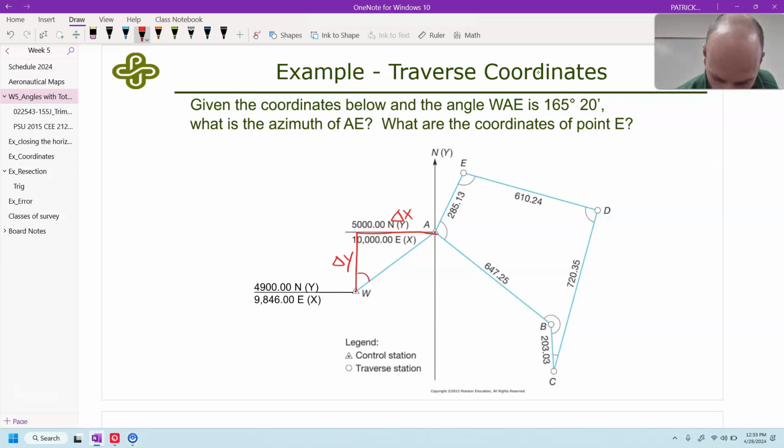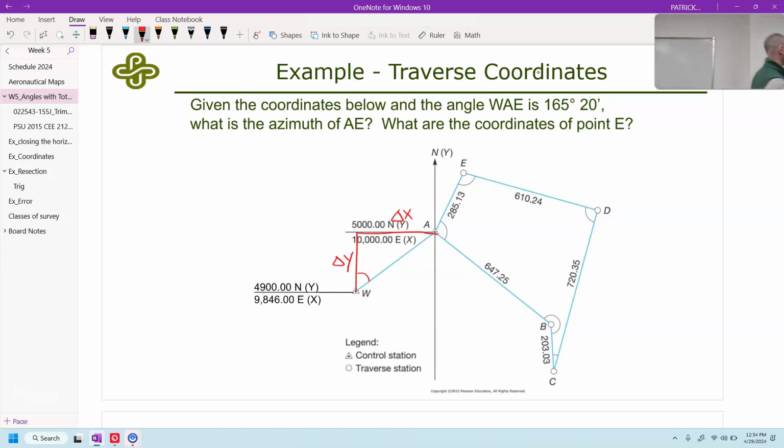And if we calculate the arctangent of this angle, delta x over delta y, this angle of a right triangle, in that coordinate system that angle will be our azimuth from W to A. It gives us an initial directional baseline.